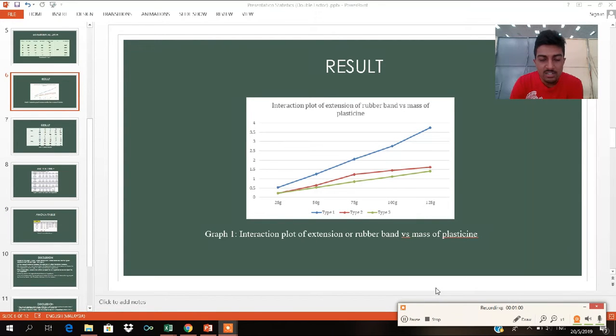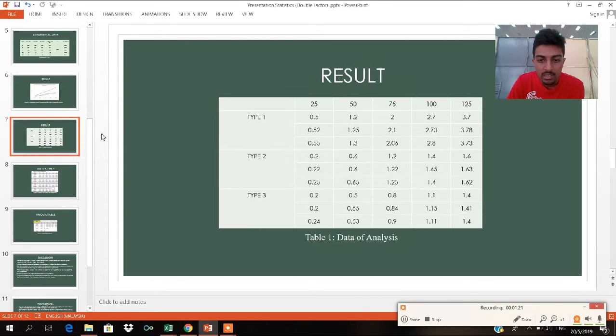So based on the result, this is the interaction plot of extension of rubber band versus mass of plasticine obtained. When you see, the type 1 extension plot is higher than type 2 and type 3, and there is one intersection between type 2 and type 3. This is the data analysis for the mass of the plasticine and the types of rubber band.